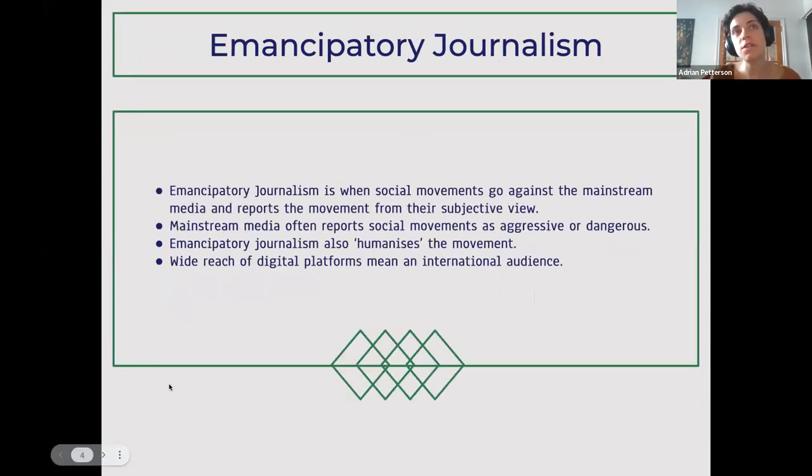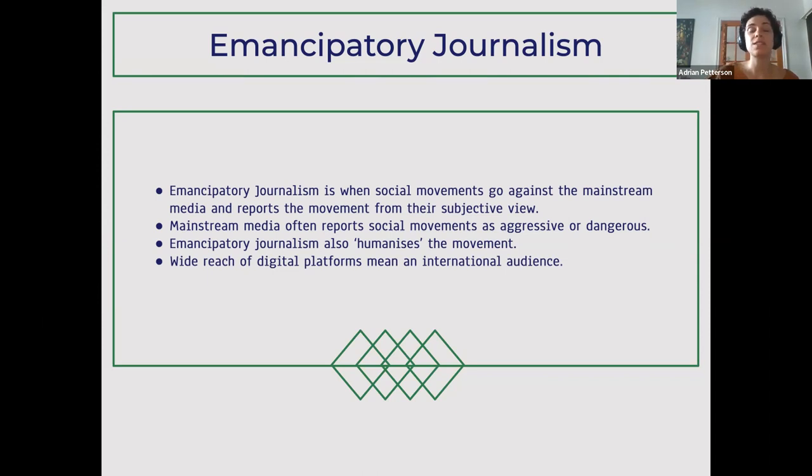One way that this is achieved is something called emancipatory journalism. Emancipatory journalism is when social movements go against the mainstream media and report the movement from their subjective view. This is really, really important, particularly in protest type movements, because mainstream media often reports social movements as aggressive or dangerous, especially when the mainstream media is in bed with the state. So there's a lot of examples of that where the mainstream media will present social movements as aggressive, so that way the general populace doesn't have as much sympathy for them or can actually justify police violence against social movements.